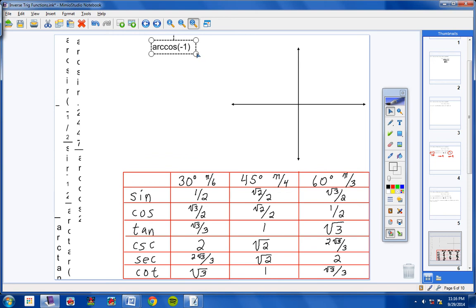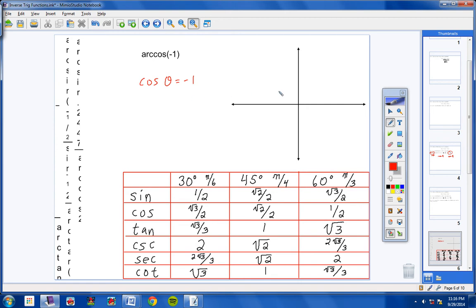All right, arc cosine of negative 1. Please copy that in your notes. Arc cosine of negative 1. Now, let's first of all rewrite it. So cosine of theta equals negative 1, okay? Cosine of theta equals negative 1.